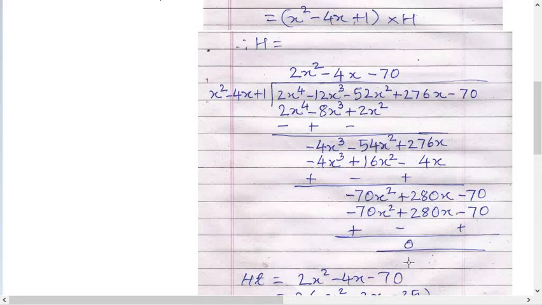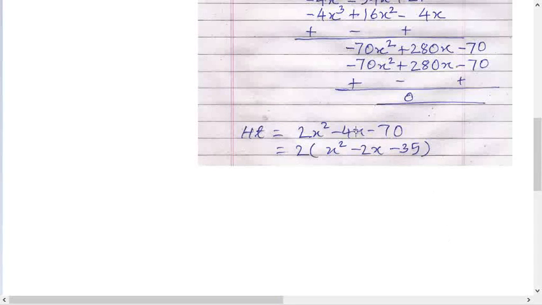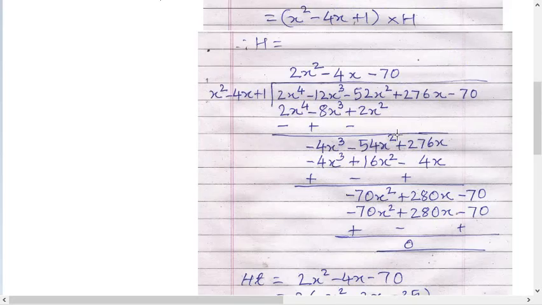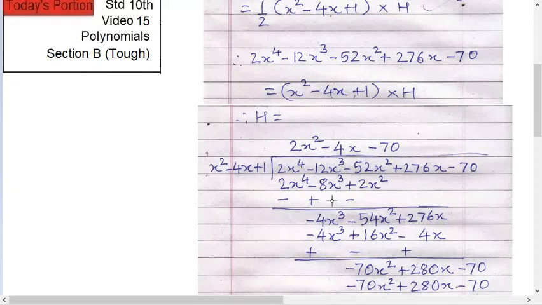So it's correct, everything is 0. So what remains now? H equals this quotient. Quotient is 2x square minus 4x plus 70. Okay, so you can take 2 common and write it, x square minus 2x minus 35, depending on what is given in the exam. Important is this division. Try it yourself.